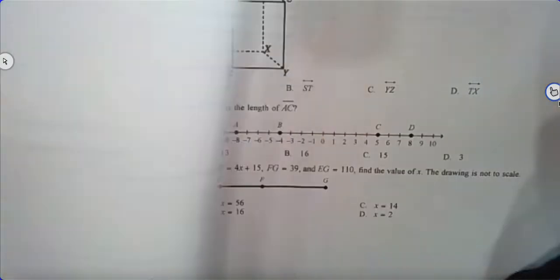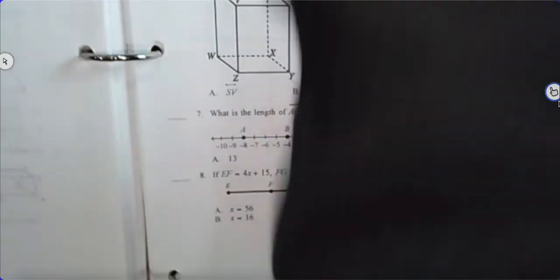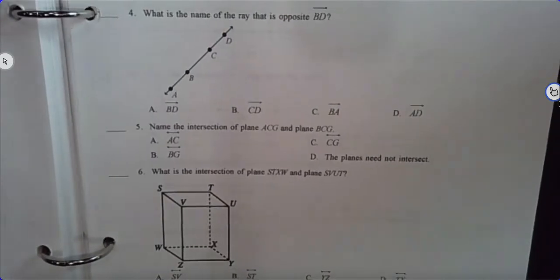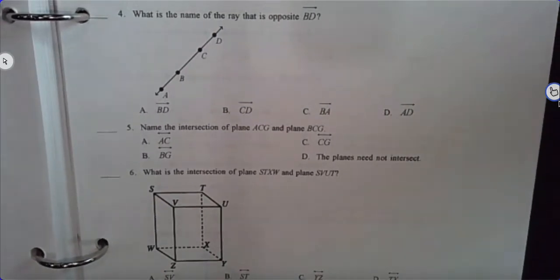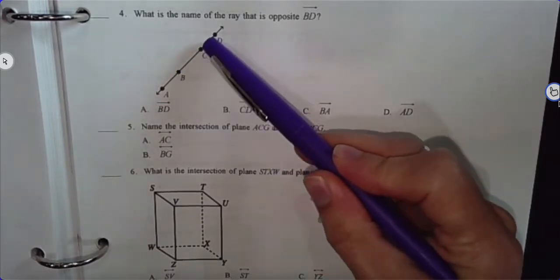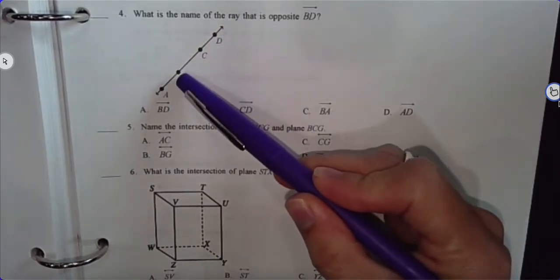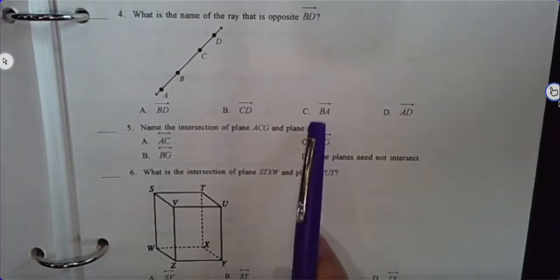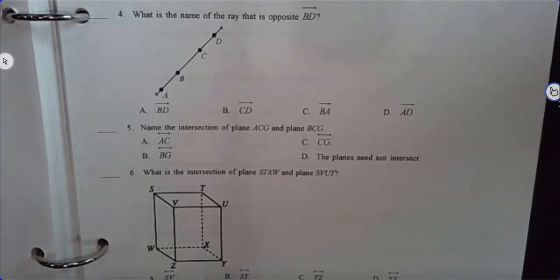All right, number 4. It says, what is the name of the ray that is opposite BD? So if I'm going from B to D, opposite would be B to what? A. So ray BA, it's C. You must start at that same end. If they went BD, you're going BA.